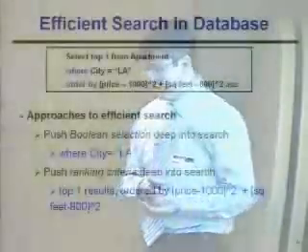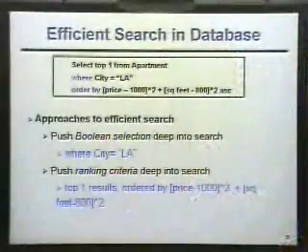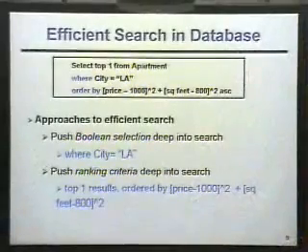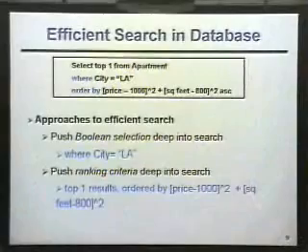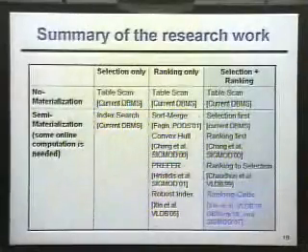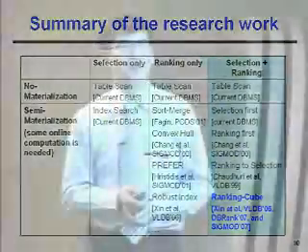So let's look at how previous solutions work on this problem. Basically, we have two constraints. One is the selection condition. One is the ranking function. We can, of course, push this selection condition deeper into search, and we can also push this ranking criteria deeper into search. There are basically two ways. These are a summary of current solutions. There are actually more solutions that I cannot put on the page, but there is some typical representative work.